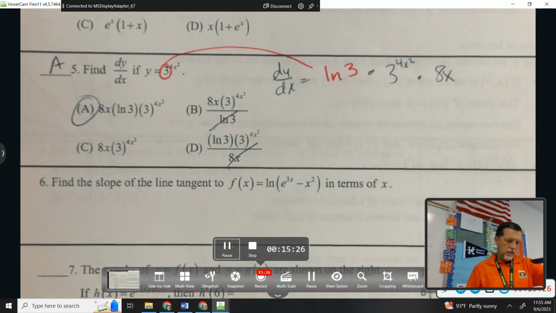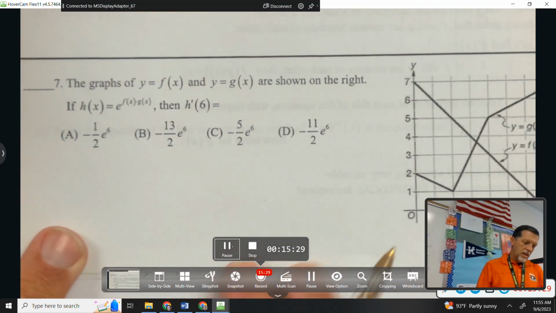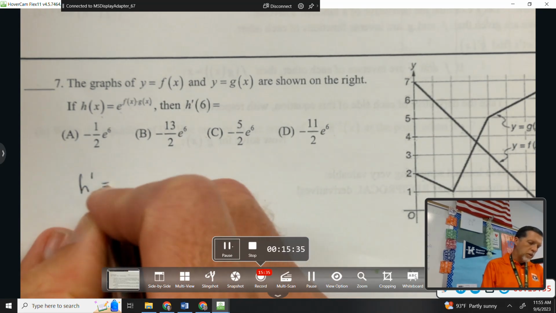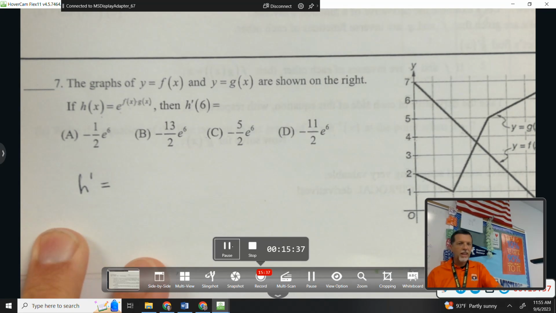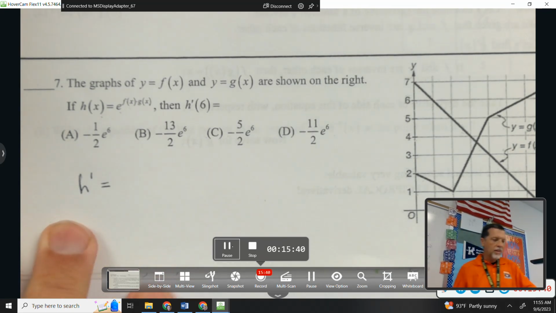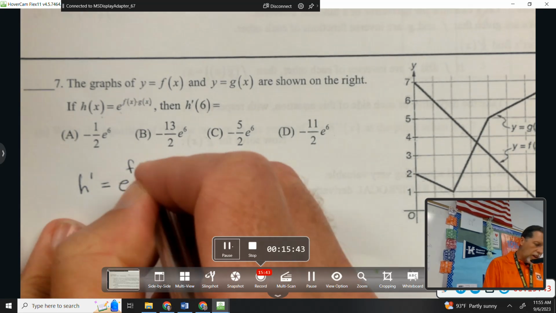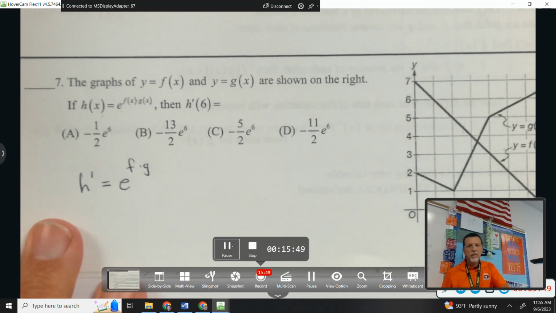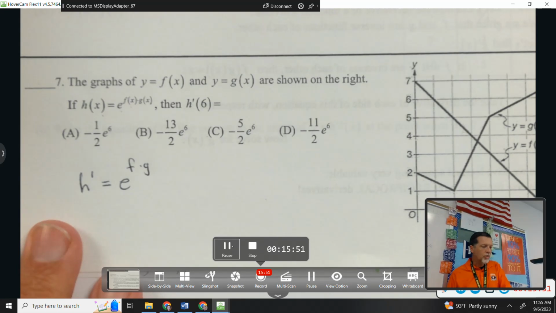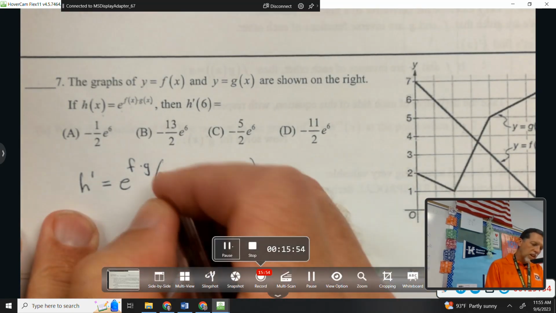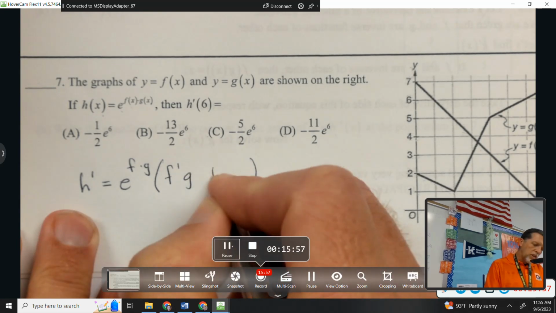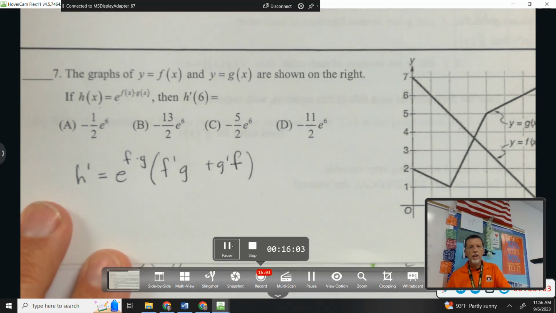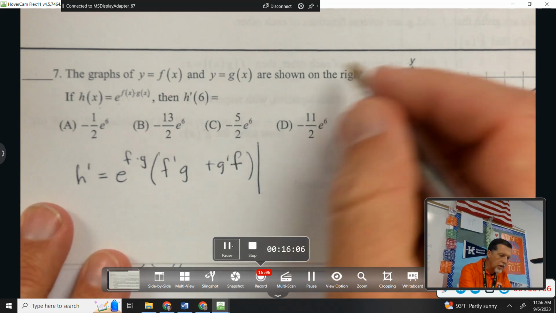Let's skip down and quickly do number 7. H equals e to the F times G. So putting multiple rules together here. So I got e to something. So the derivative of e to something is e to the thing. So e to the F times G. I'm going to leave off the parentheses and x's because that just muddies things up. But I'm not done. I have to chain rule. So now I need the derivative of F times G. So F prime G plus G prime F. And then I want to evaluate all of those at 6.